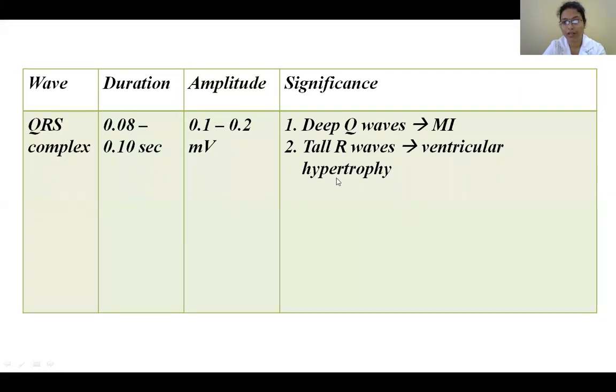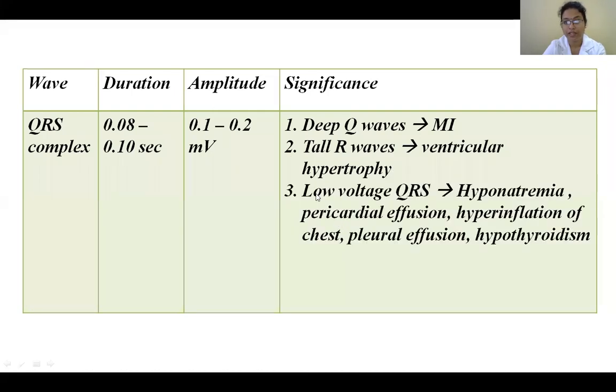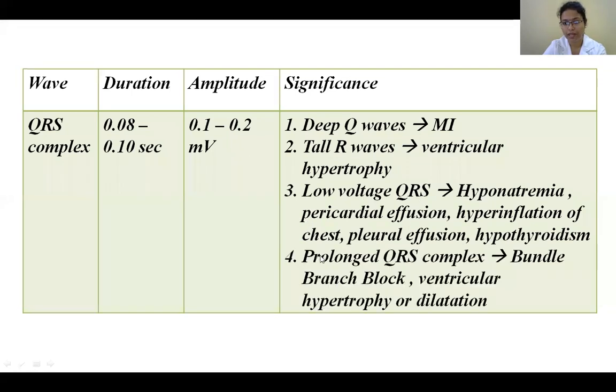As I have been telling, if the thickness of the wall increases, the amplitude of the wave also increases. The causes of low voltage QRS complexes are hyponatremia, pericardial effusion, hyperinflation of chest, pleural effusion, and hypothyroidism. So these are a few causes of low voltage QRS complexes. Whereas prolonged QRS complexes are seen in bundle branch block, ventricular hypertrophy, or dilatation. So these are a few questions you all can remember for the exams.